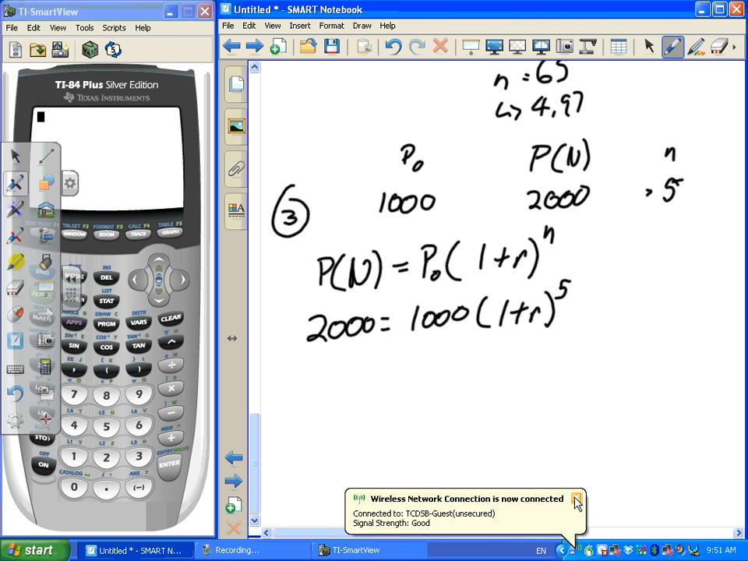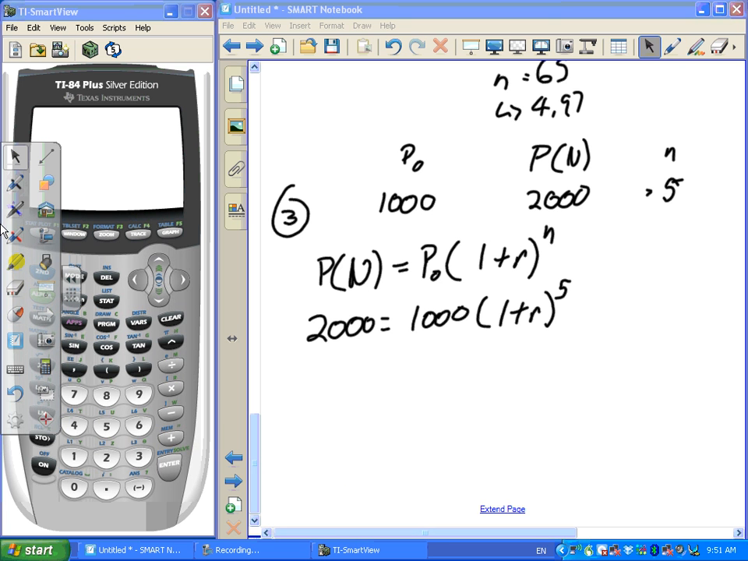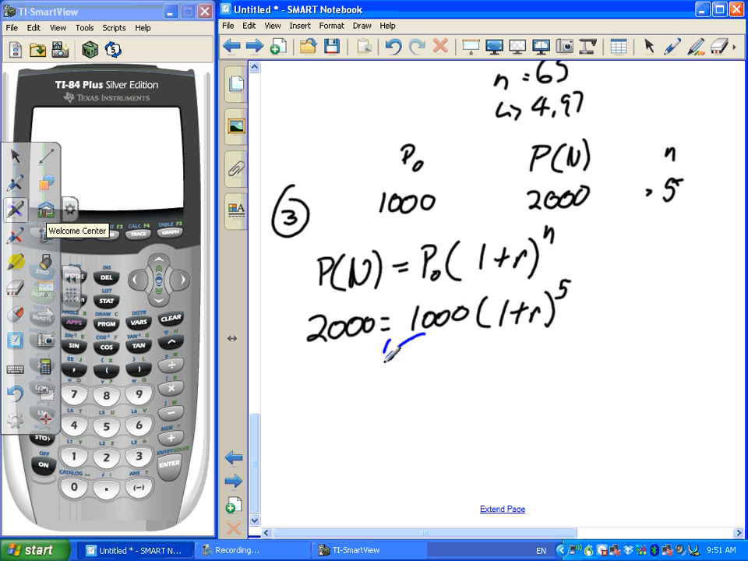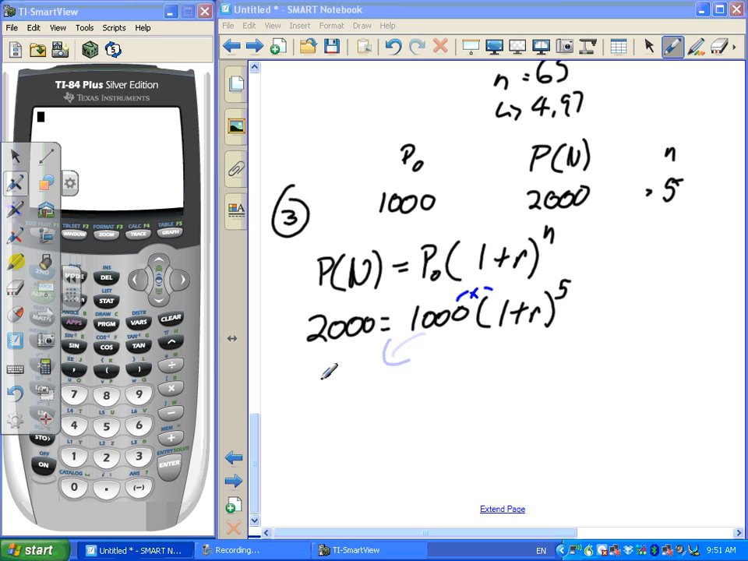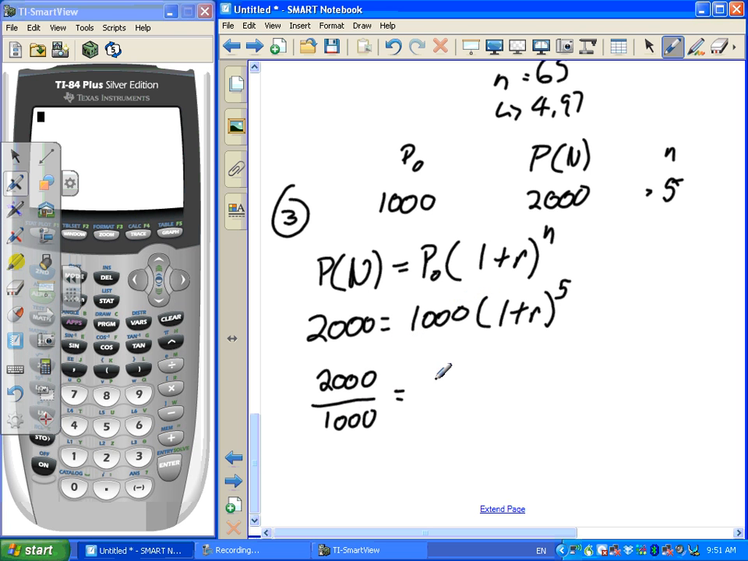Okay, so first thing I'm going to do is I need to move this 1,000 to the other side. Again, because it's multiplied, it's going to become divided by 1,000. So I get 2,000 divided by 1,000 is equal to (1 plus R) to the power of 5. 2,000 by 1,000 is 2. So 2 equals (1 plus R) to the power of 5.